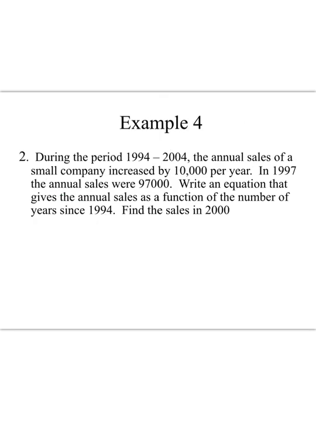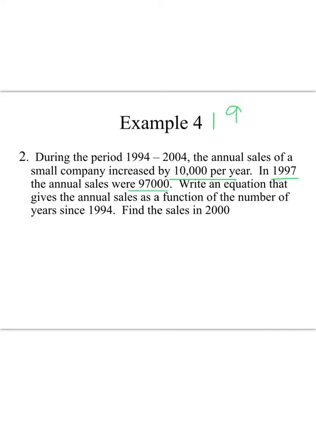The second type of problem deals with years. It's not really any more confusing than the first one. We just have to watch what we're pulling on the years. So the company increased by 10,000 per year, so that 10,000 is going to be our slope. In 1997, the annual sales were 97,000.